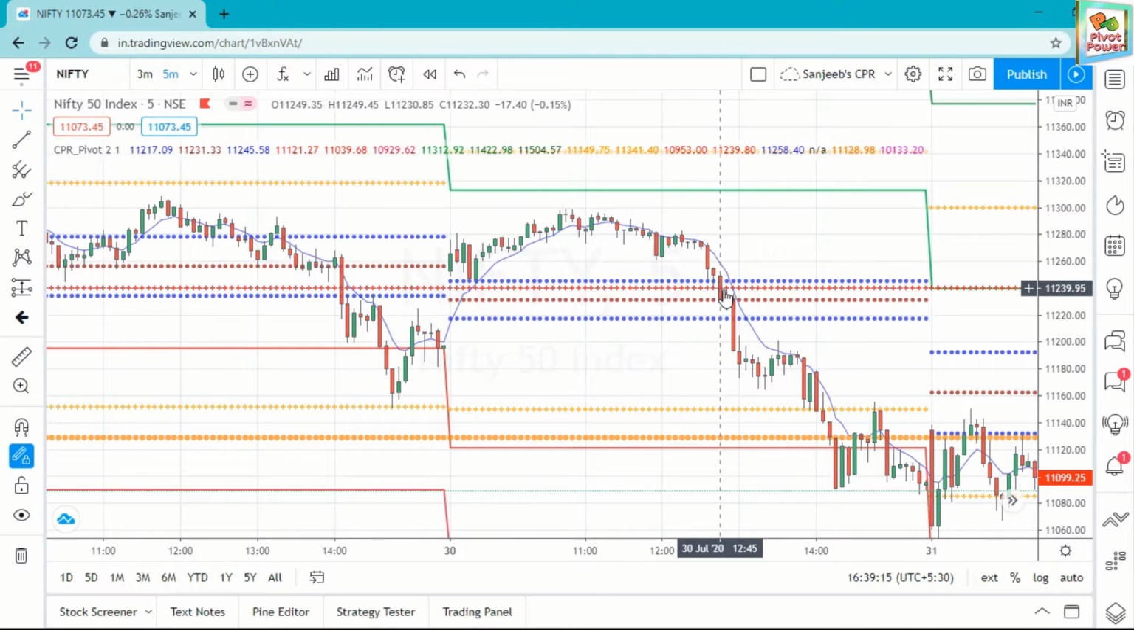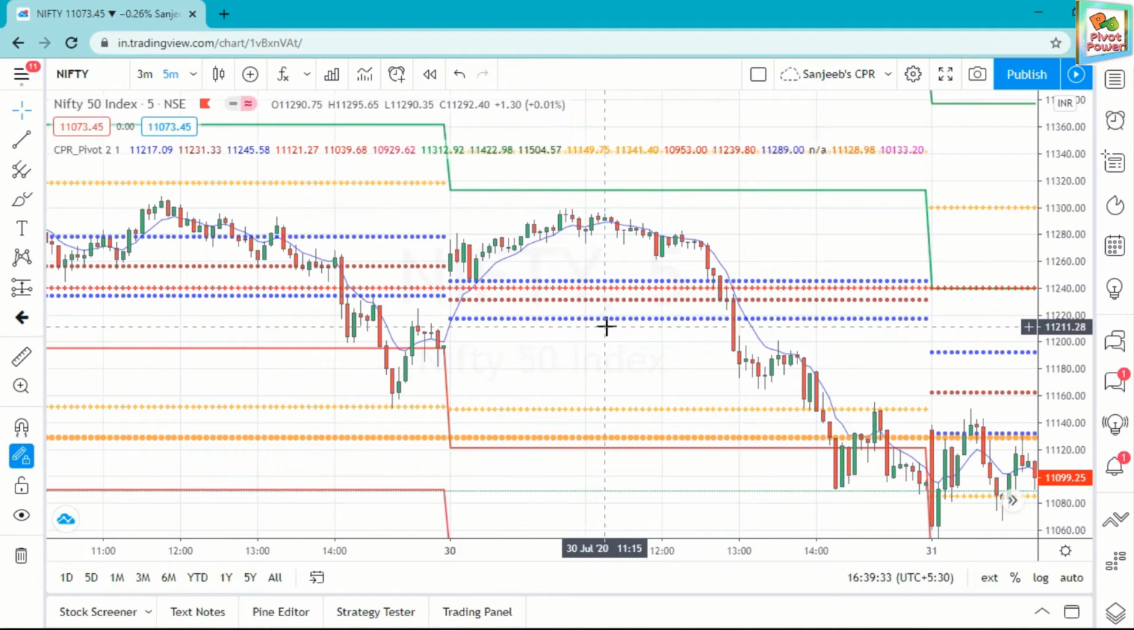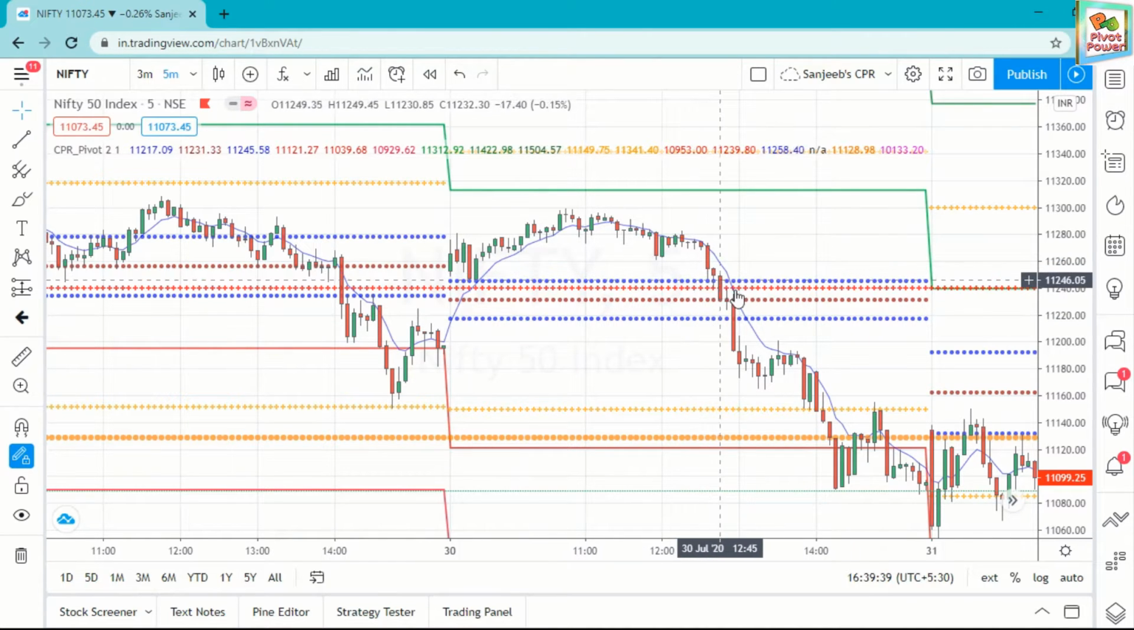It is a good entry, and we can put the stop loss above the candle, above the weekly high and above the top CPR. This is the CPR. This is the central CPR, this is the top CPR, this is the bottom CPR. If you want to know more about the CPR, then go to my previous video.